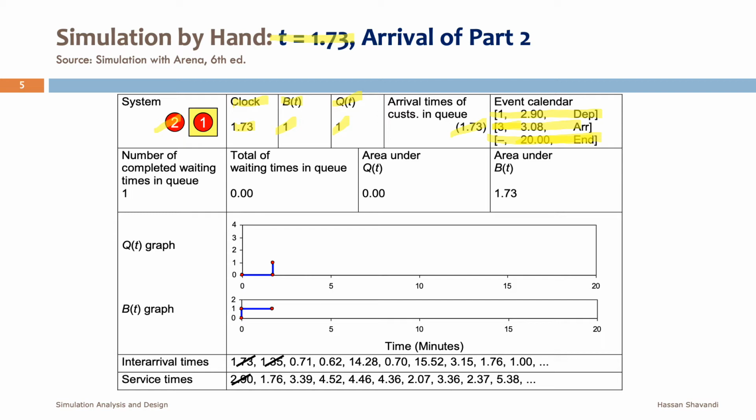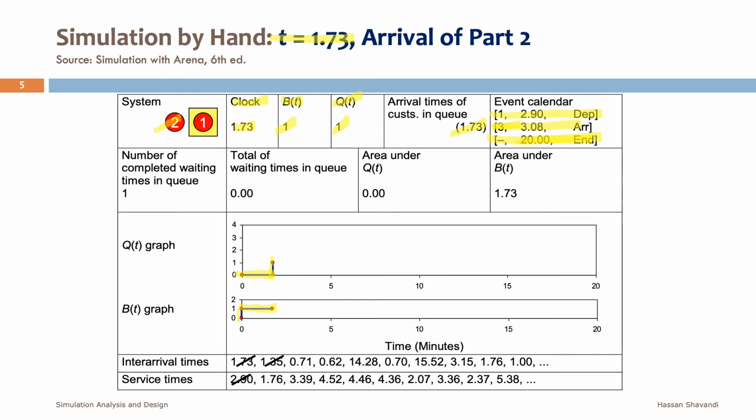Again, as you see here, Qt was 0 from time 0 to time 1.73, and at time 1.73 it jumps to a value of 1, and the Bt was 1 at time 0, and it remains constant up to 1.73. Okay, so this is our status at time 1.73. So let's jump from time 1.73 to 2.9, because there will be no change from 1.73 to 2.9.